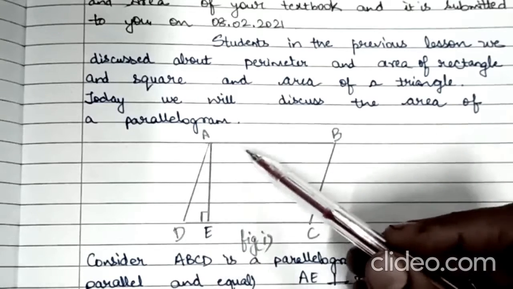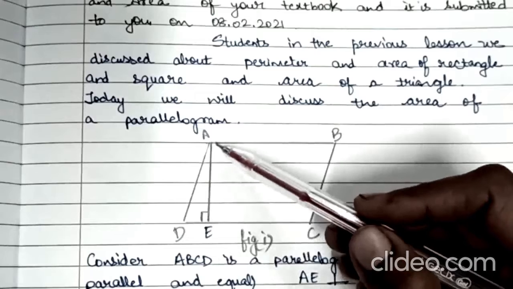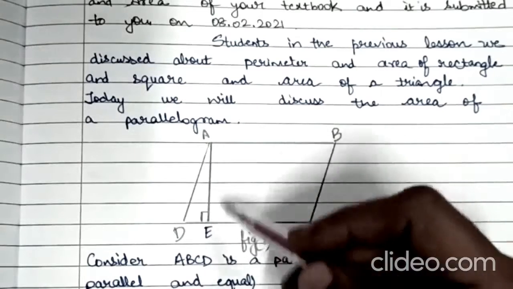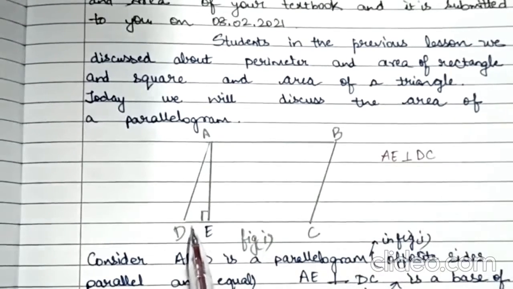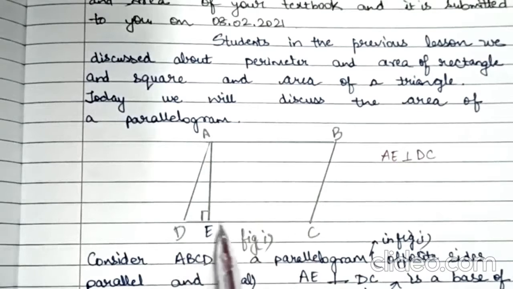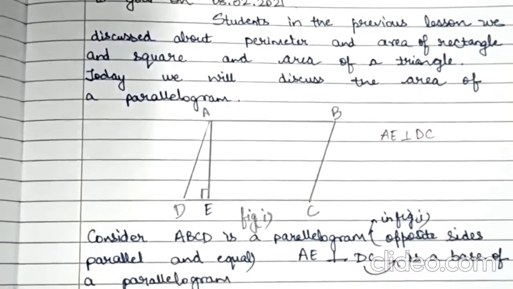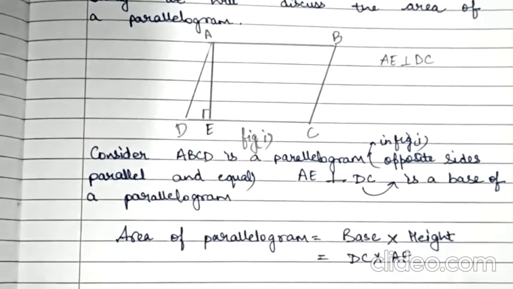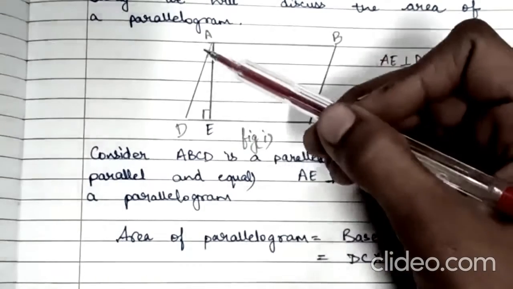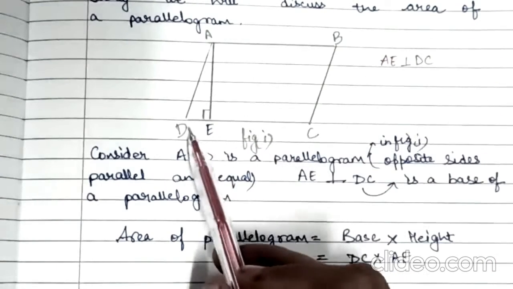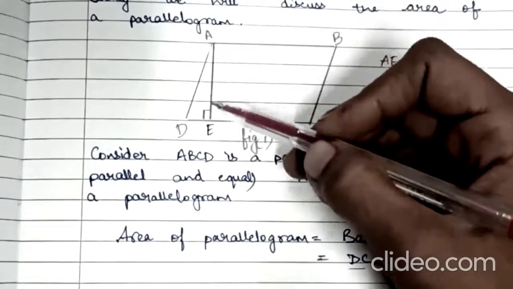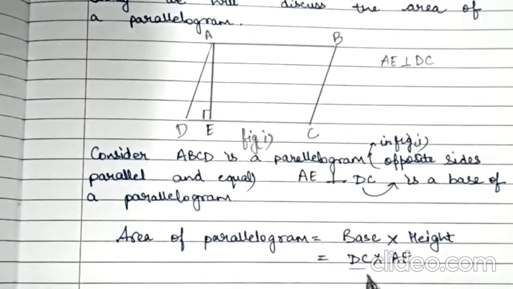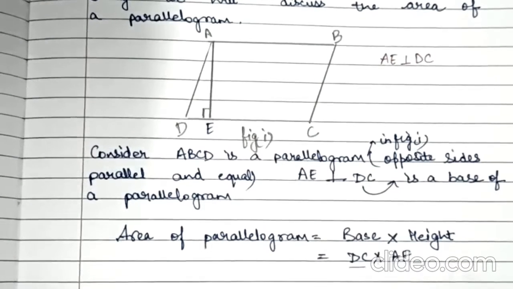In the parallelogram, we have drawn a perpendicular AE. AE is perpendicular to DC. So it means DC will be the base of the parallelogram. So the formula for the area of a parallelogram is base into height. Now base is DC, and height is AE. So we get DC into AE.